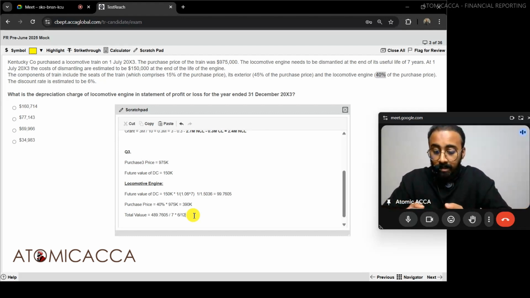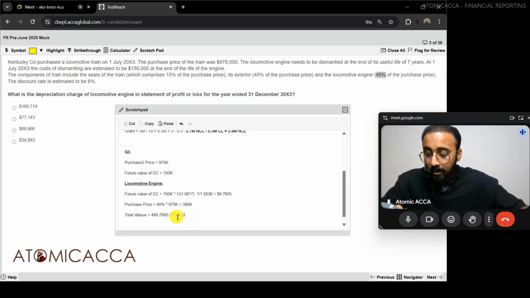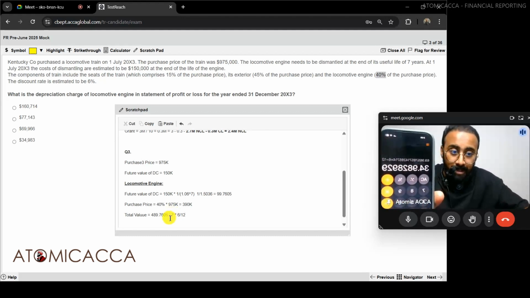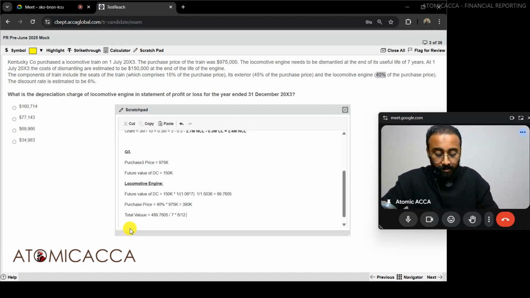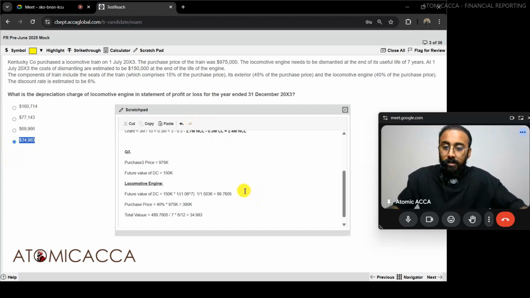So 489.7605 divided by 7 into 6 divided by 12. That is equal to 34.982. Okay, 983 basically. So that is equal to 34.983. We have an answer like that. Okay, 34.983. So that is our solution. Okay, so that is done.